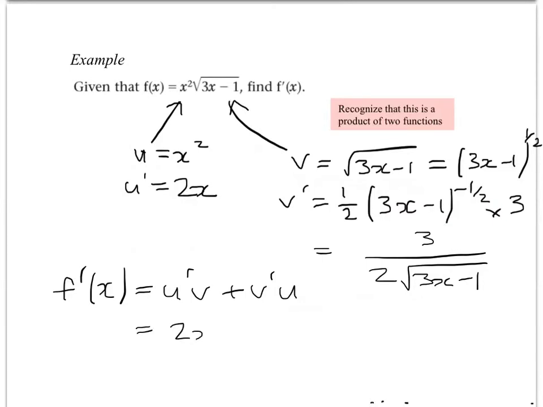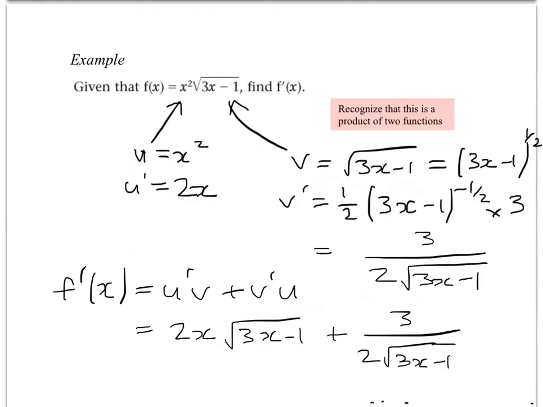So 2x times root 3x minus 1 plus v dash, this, times u. So we've got v dash, which is 3 over 2 root 3x minus 1, and all of that times by u, which is just x squared. So I'll just put it there on the top. There we go. There's the derivative of that function there.